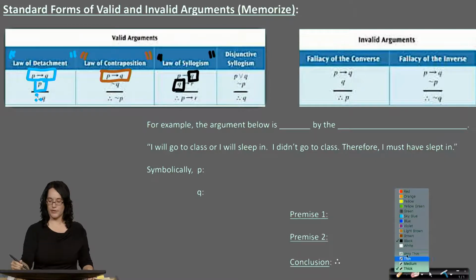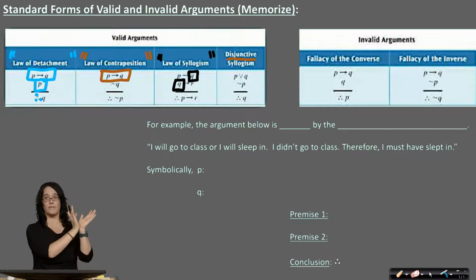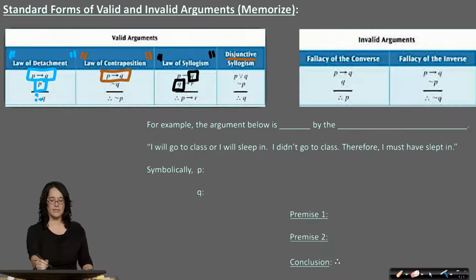Finally, we have another one to memorize, and this one is called the disjunctive syllogism. Now, if you think back to your previous videos at the very beginning of this unit, we talked about a disjunction being an or statement, and we usually use that V shape. And so that's what we see here. For at least one of the premises, you should have an or statement.